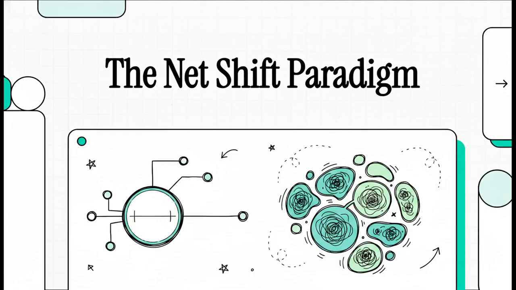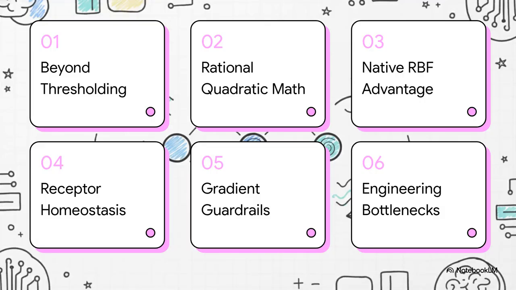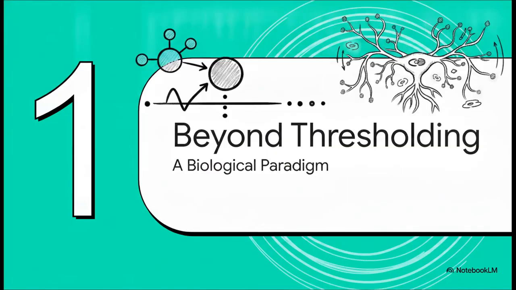It's a concept known as the net shift model, and it's a thermodynamic paradigm shift that could completely redefine how we approach network architecture. Here's our roadmap for this explainer. 1. Beyond linear thresholding. 2. The rational quadratic math. 3. The native RBF advantage. 4. Receptor constants and homeostasis. 5. Thermodynamic gradient guardrails. And finally, 6. Current engineering bottlenecks.